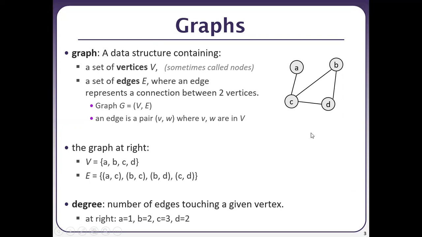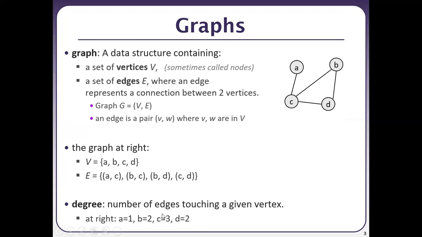Here in this diagram, the vertices are A, B, C, and D. The edges are A-C, there is an edge between A and C, so we write that pair of nodes, and B-C, C-D, B-D.